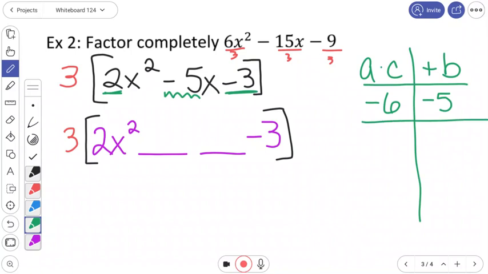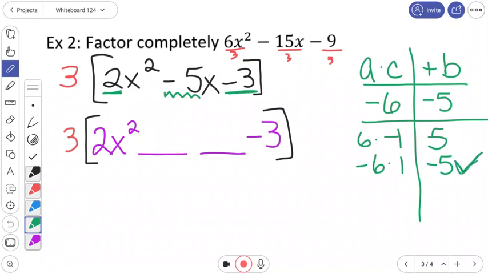All right, let's list out our factors of negative 6. We'll start with the easy ones first. We have positive 6 times negative 1 or negative 6 times positive 1. Let's see what those combine to make. 6 times negative 1 gives us, 6 minus 1 combines to give us 5. And then negative 6 plus 1 gives us negative 5.